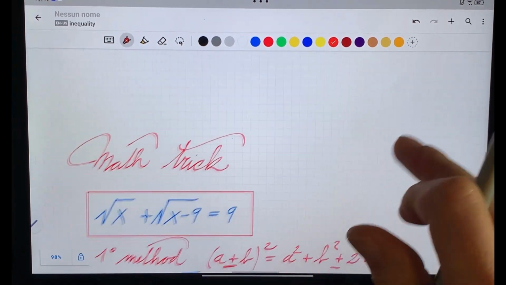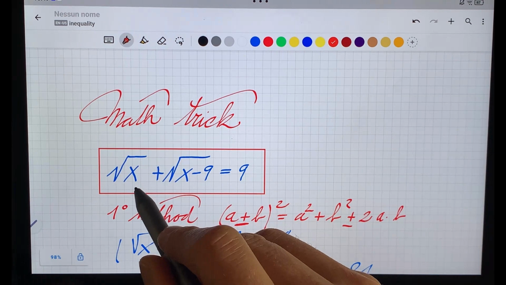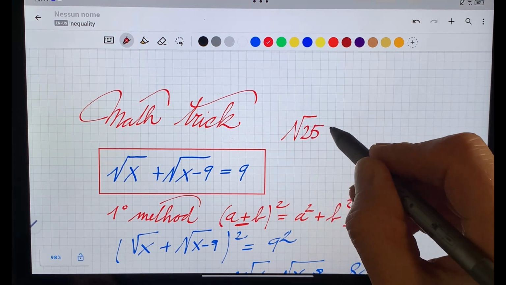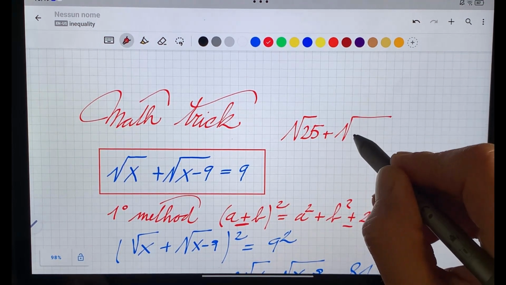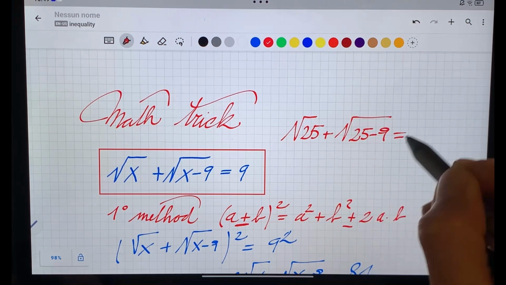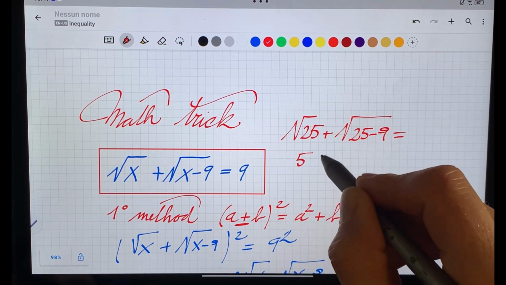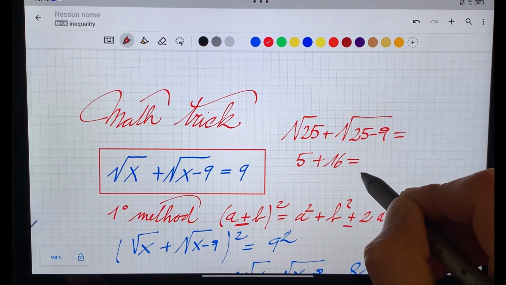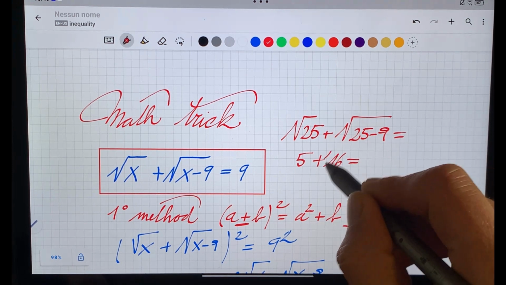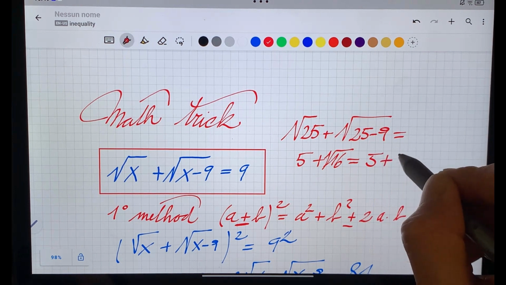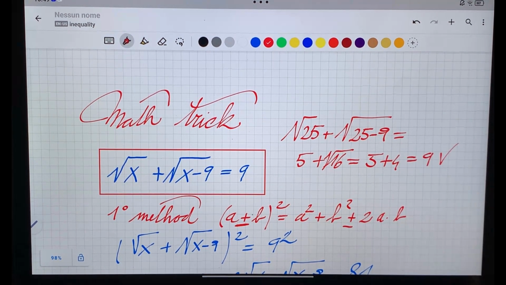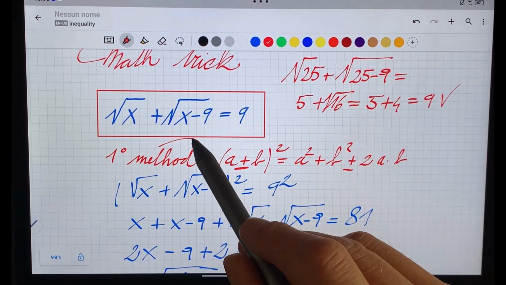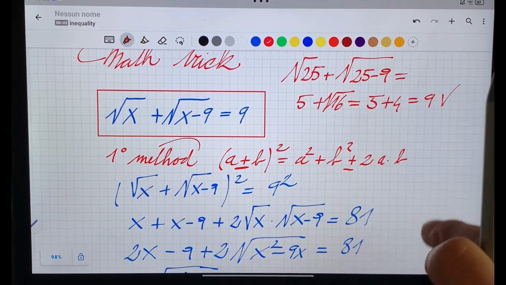In fact, if I put 25 instead of x, I will get square root of 25 plus square root of 25 minus 9. Square root of 25 is 5, plus square root of 16, which is 4. That's 5 plus 4, equal to 9, and that's the solution. Now, this is the first method. You just need to square the left hand side and the right hand side twice, and then you will get this solution.